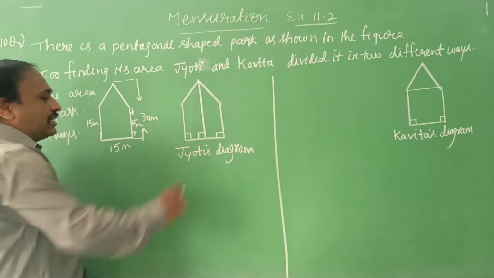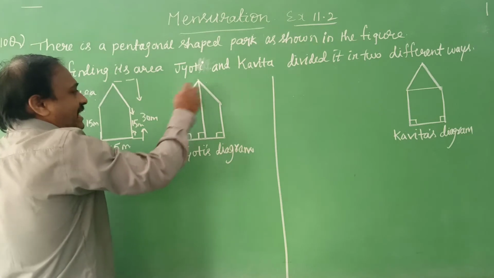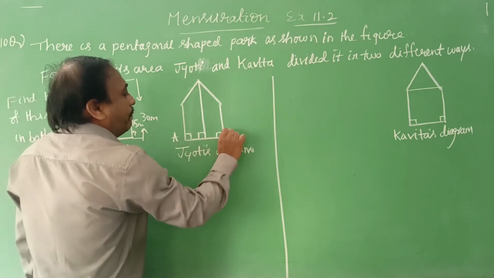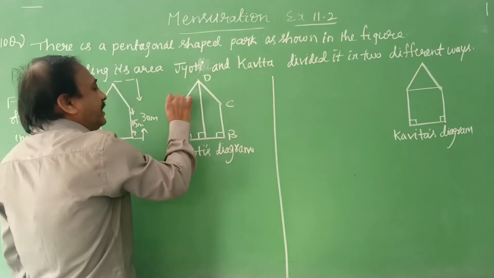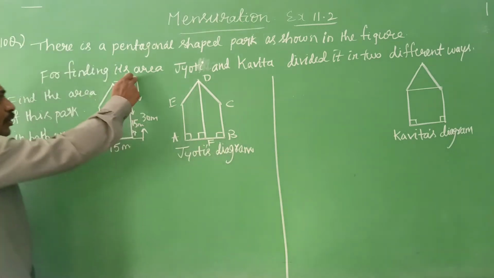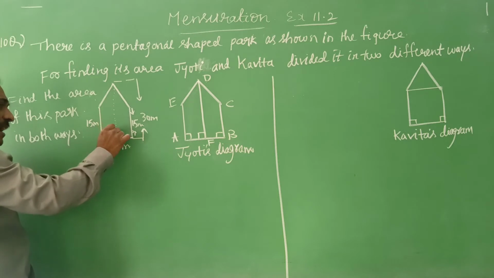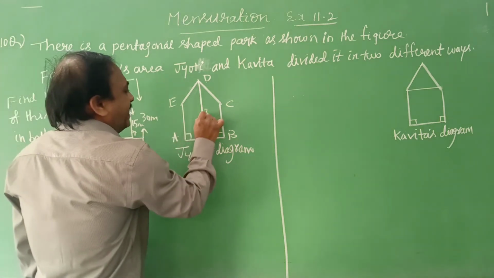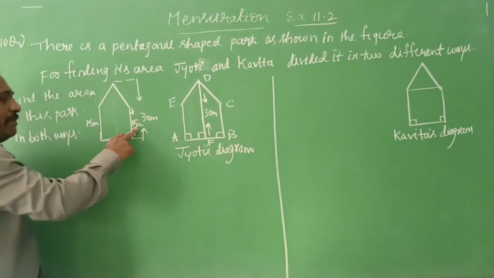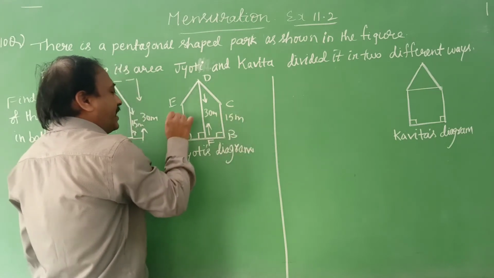When it comes to Jyoti's diagram, you see here, this is Jyoti's diagram. We are going to label it as A, B, C, D like this. A, then here B, C, D, E, and one more alphabet here, F. See here the total length from here to here, this length, is 30 meters. Next, from here to here it is 15 meters, and 15 meters.